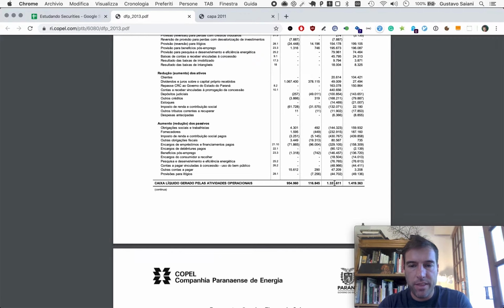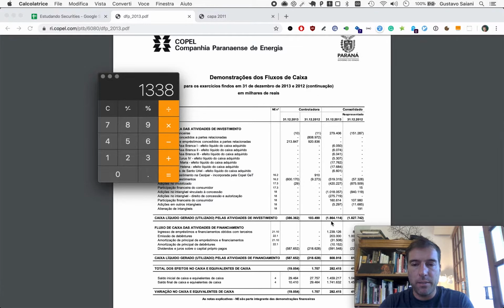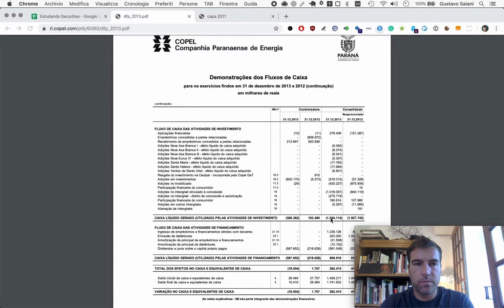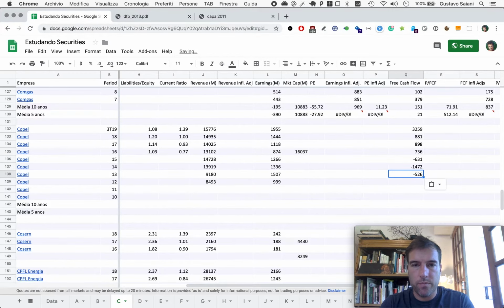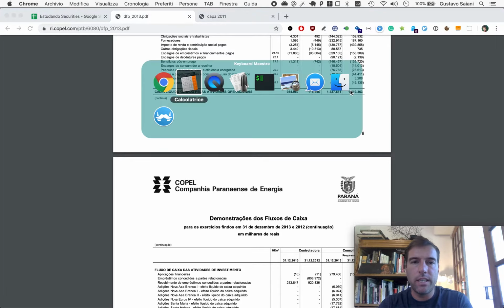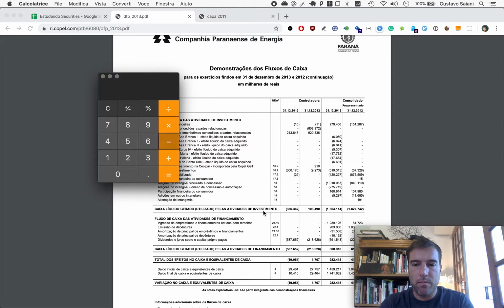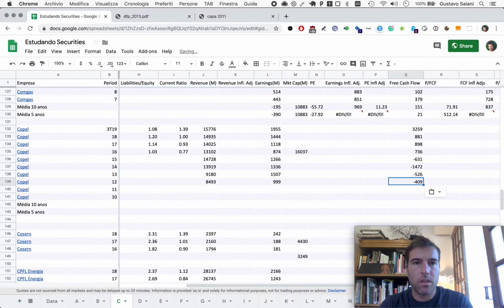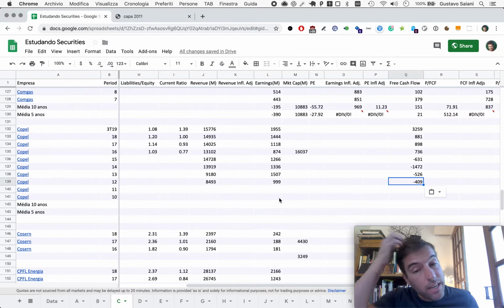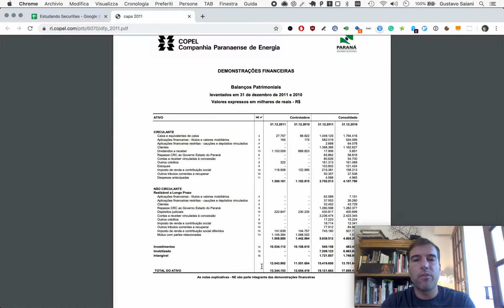And free cash flow, let's see. Operating cash flow, 1,338. Investment cash flow, minus 1,864. And for 2012, operating cash flow, 1,419. Investment cash flow, minus 1,828. Great, so we need 2 years more and then we'll have 10 years worth of information, or almost 10 because 2019 is not over. But we could consider this possibly information enough.